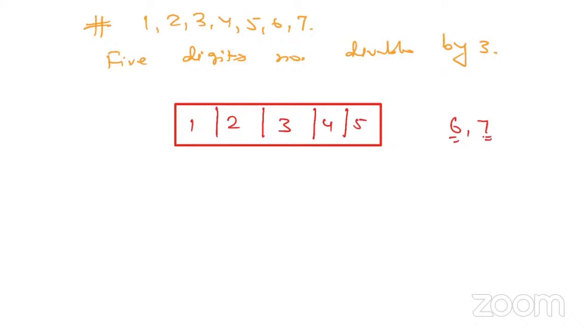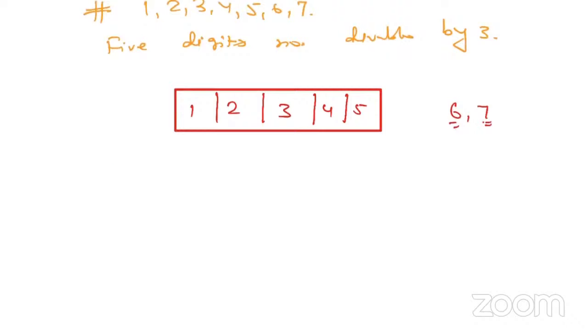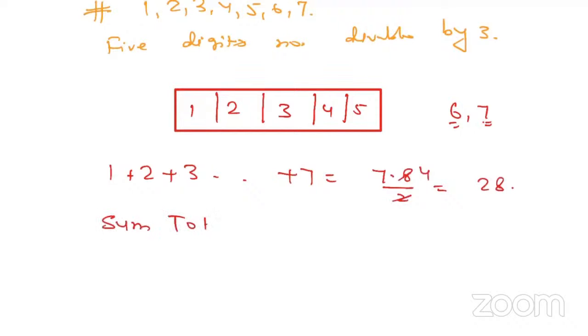ना, थोड़ा सा कोई दूसरा तरीका देखता हूँ, ध्यान से देखना. What I'm doing, I'm adding all the numbers up to 7. This is 28. Now, the sum of the digits total is 28. And we know that a number is divisible by 3 if and only if the sum of the digits is divisible by 3. So 28 is not divisible by 3.